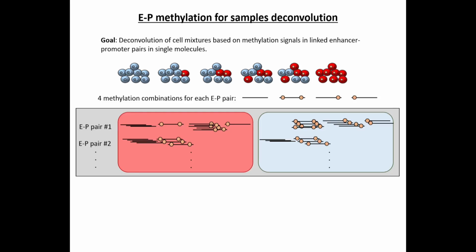Each enhancer-promoter pair can exhibit one of 4 possible methylation combinations. We count the number of molecules presenting each combination in different samples. These counts, or their respective proportions, can serve as signatures of the sample.